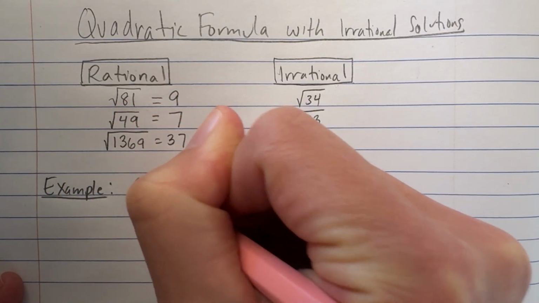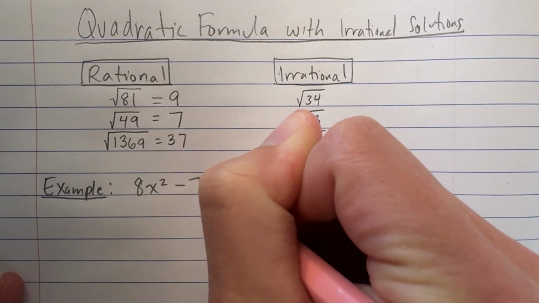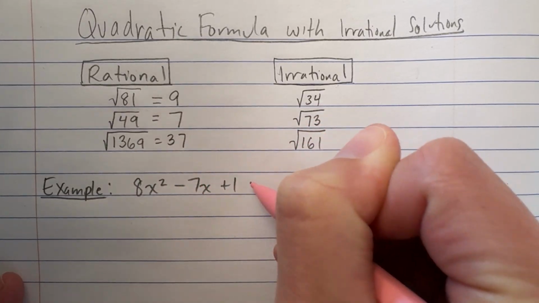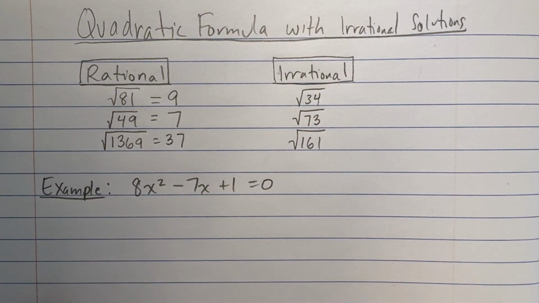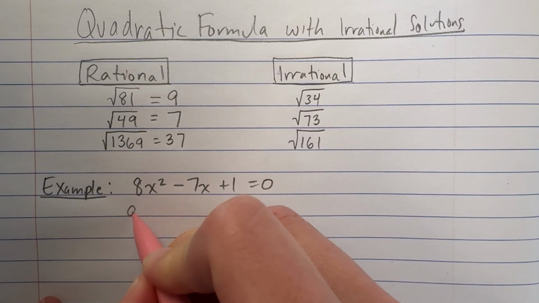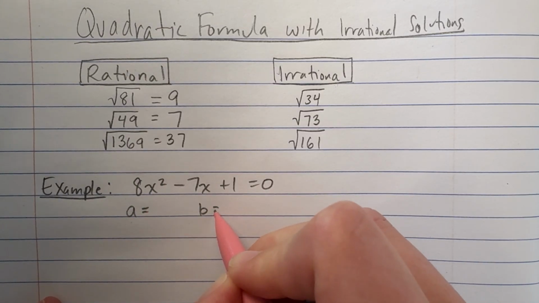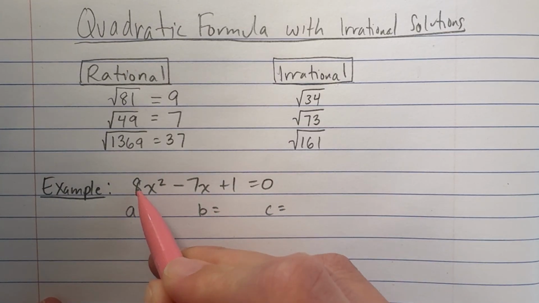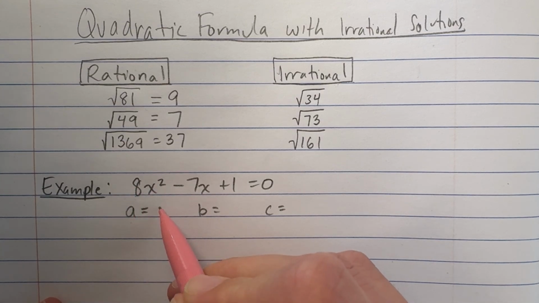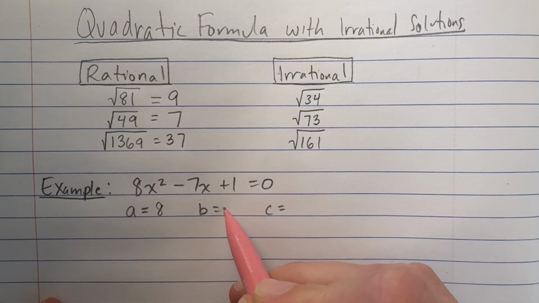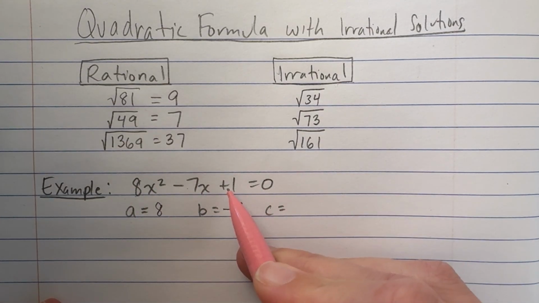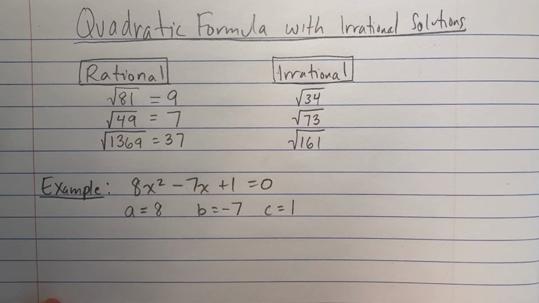Here's my problem. 8x squared minus 7x plus 1 equals 0. Okay, and it starts off very much the same. So I'm going to identify my A, my B, and my C. My A value here, the number being multiplied by x squared, is 8. My B value is the number being multiplied by x, which is negative 7. And my C value is the number by itself, which is 1.